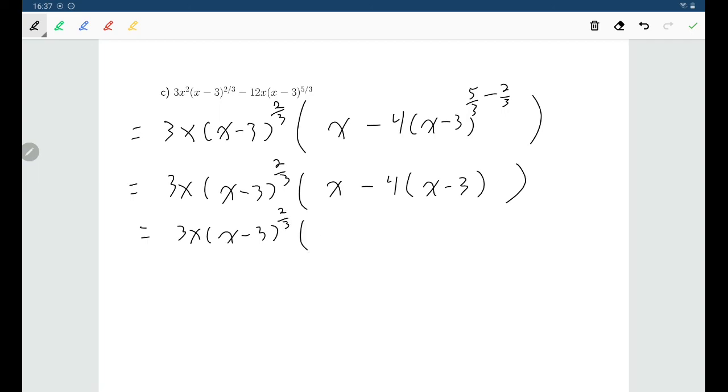So if you were to simplify what's inside of this bracket, we would have x, and we would have minus 4x, and we would have plus 12. So what we would have would be 12 minus 3x. So if you were to expand and simplify this, you would have 12 minus 3x.